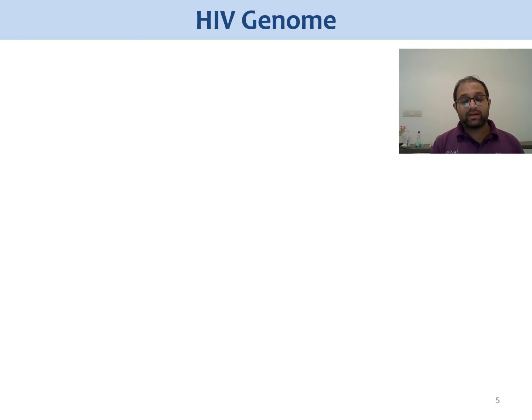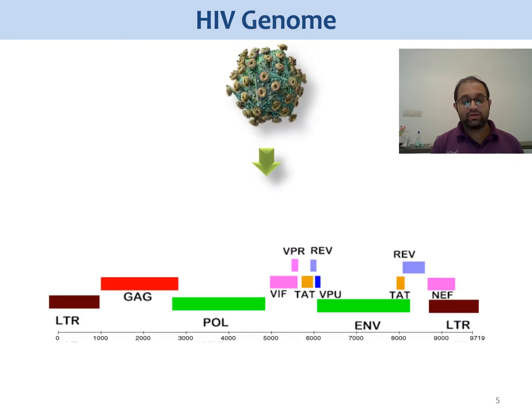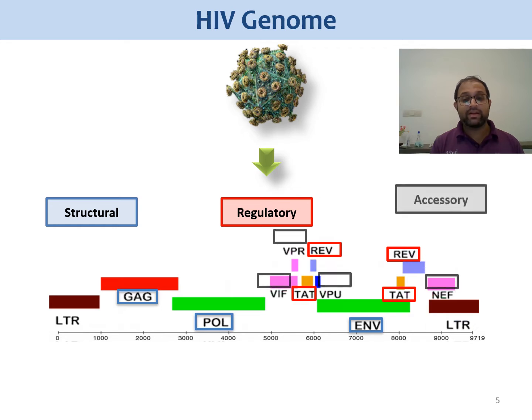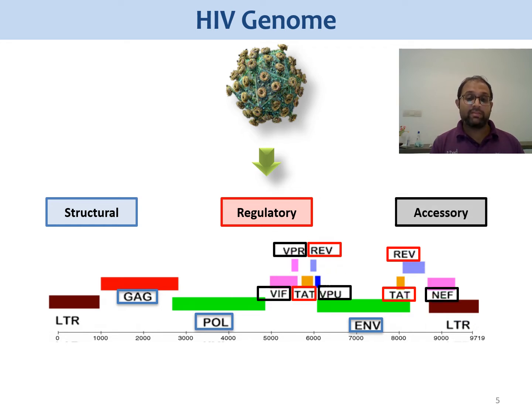This is the representation of the HIV genome. I have already told you that HIV has a 9.8 KB genome, and it has 9 different genes. GAG, POL, and envelope are the structural genes. TAT and REV are the regulatory genes, and they take part in several processes that are important for the virus life cycle. VPU, VIF, and VPR are the accessory genes, and they play a crucial role in evading the host response against the virus.